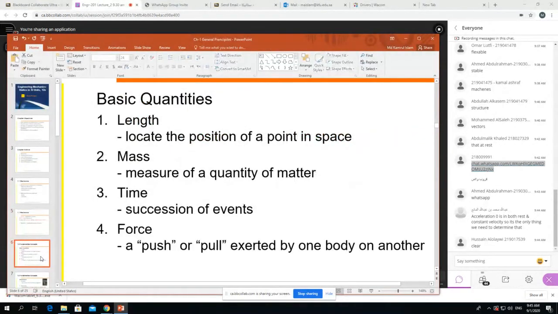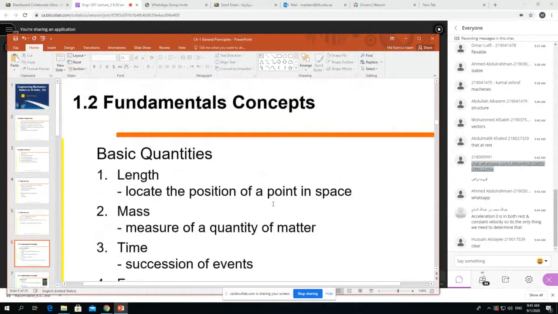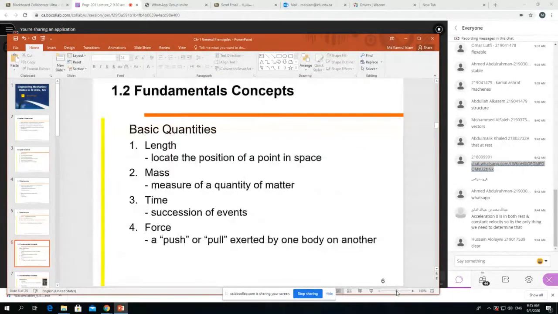All right, next slide. So basic quantities. We'll be learning some fundamental concepts. I think you already know those concepts. I am just refreshing your memory. You already learned this from physics in high school. Basic quantities. What are the basic quantities?